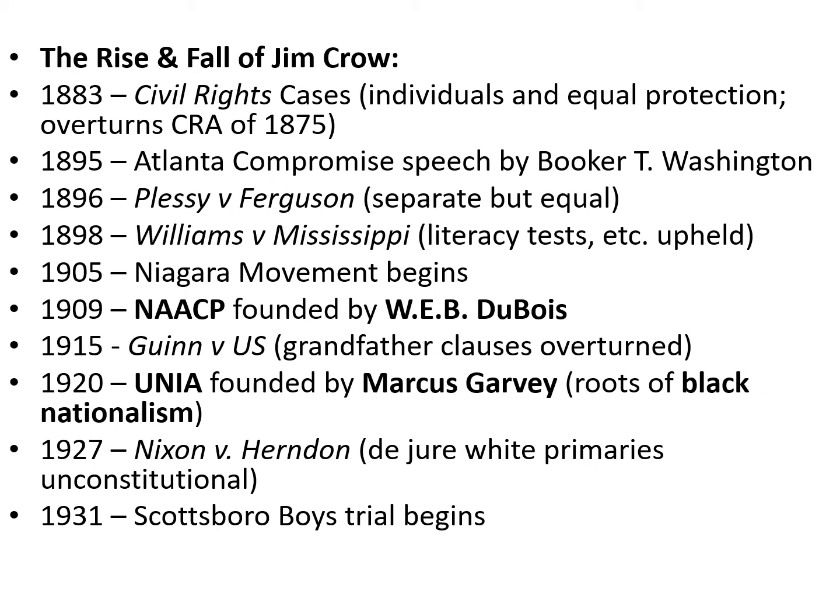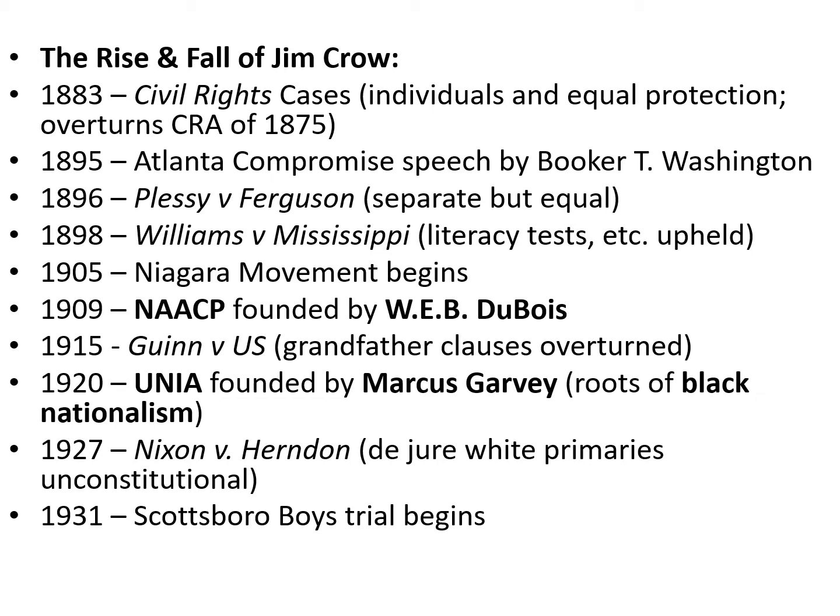Williams v. Mississippi upholds a literacy test. So another way to keep African Americans from voting, even though the 15th Amendment is in place, is they would implement things like poll taxes and literacy tests. Literacy tests are tests designed to fail you. They'll be used up into the civil rights period. Poll taxes are taxes that you have to pay, like a fee, in order to vote. And of course, these things are aimed at disenfranchising African Americans.